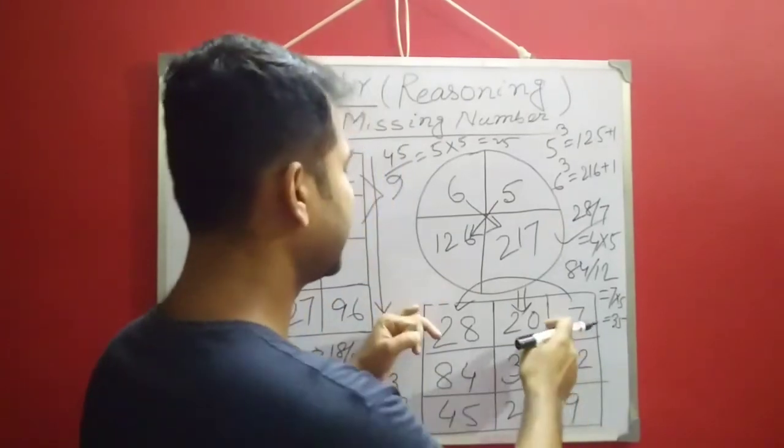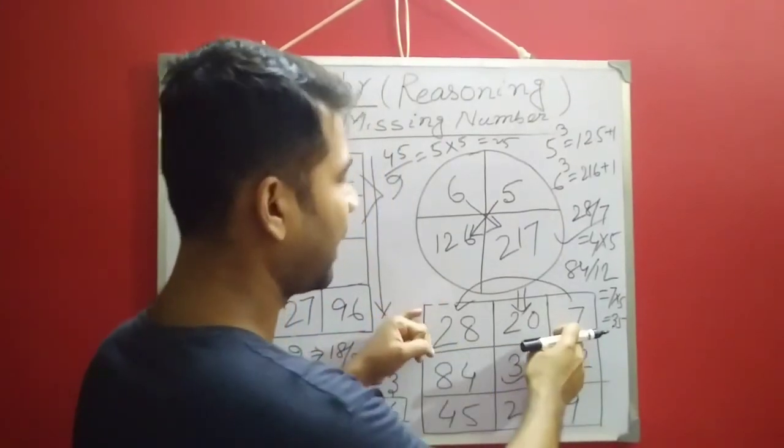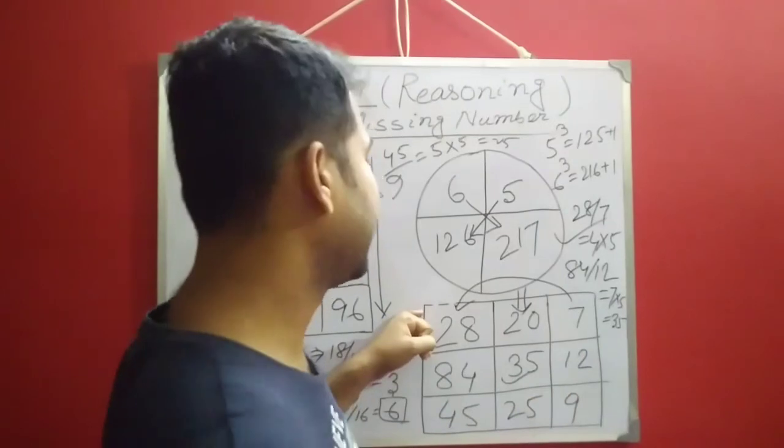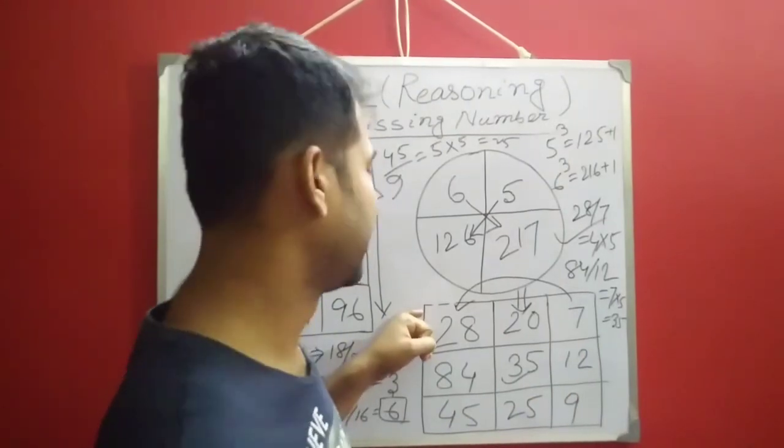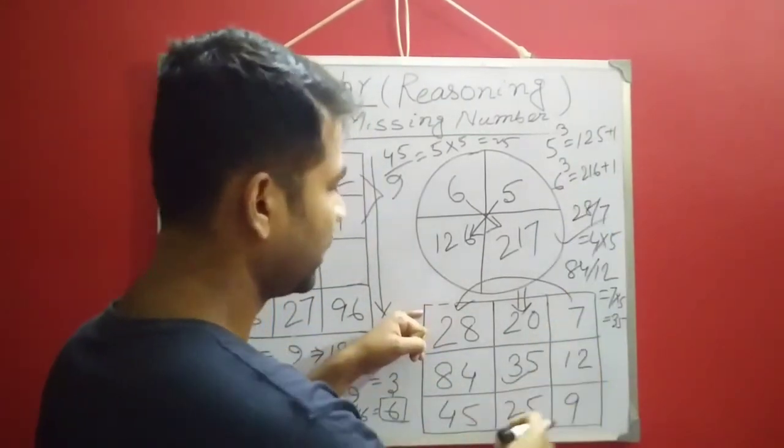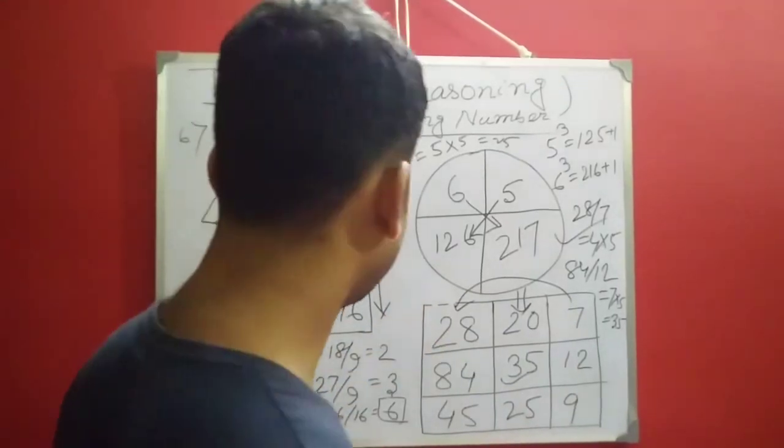What do we do? We just divide this value by this, and multiply the resulting value by 5. 5 is common for all.